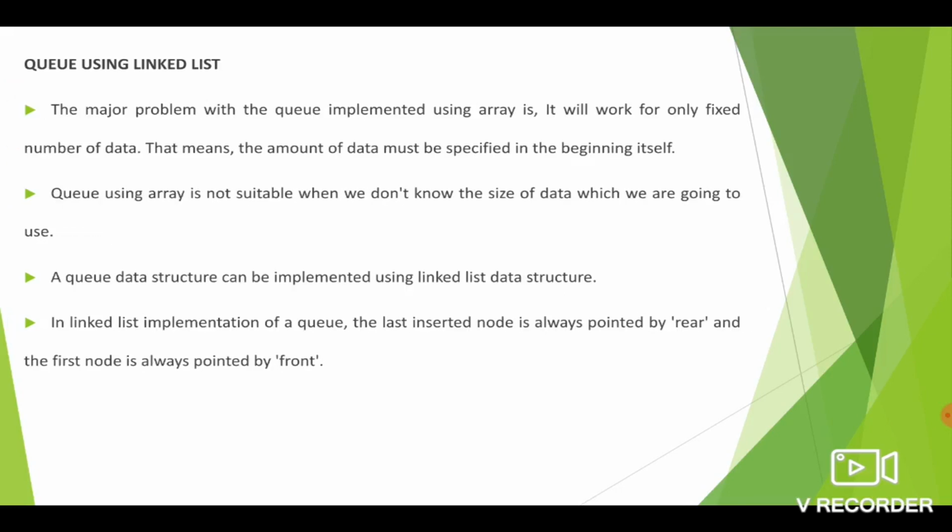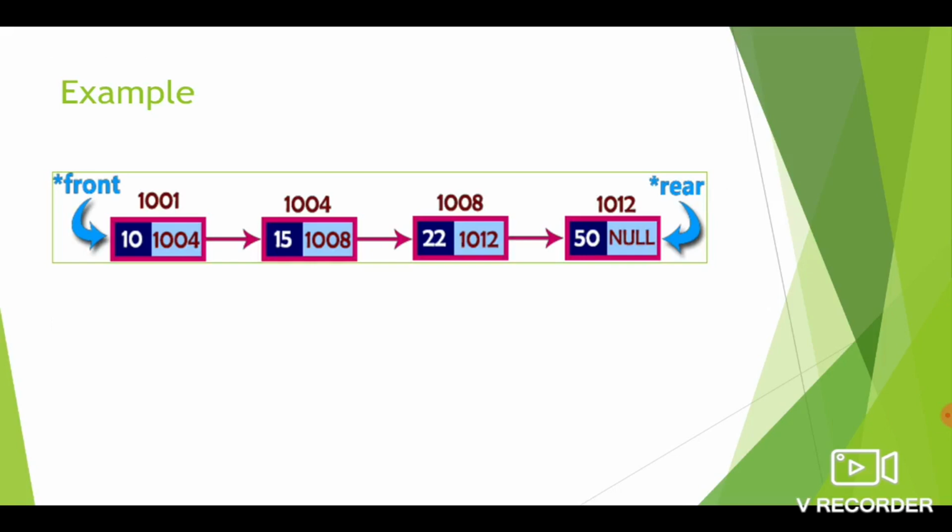So if the queue is implemented using a linked list, how can we perform the insertion and deletion operations? What is the problem of array implementation of a queue? Once again, like a stack, here also we have to specify the size in advance and it works with only a fixed number of data. To overcome this, we go for the linked list data structure. Here also the new node is always pointed by the rear end and the first node is always pointed by the front pointer. So this is the figure.